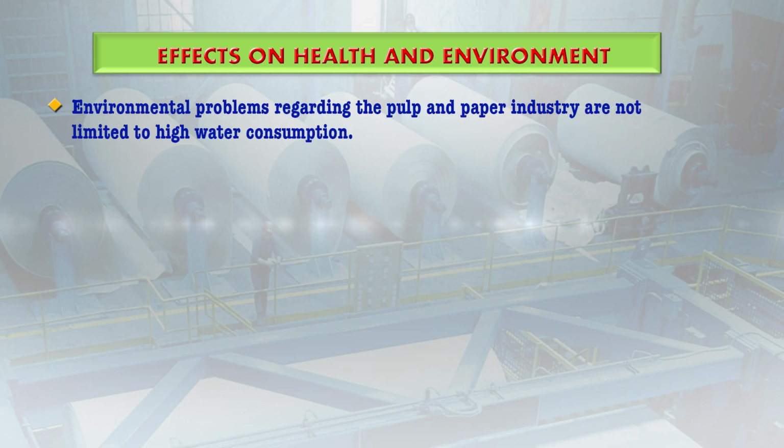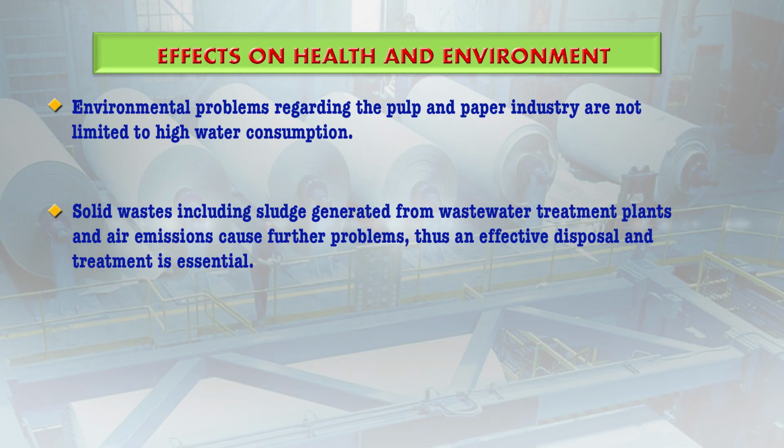Some of the environmental problems regarding the paper and pulp industries are not limited to only the high water consumption. For example, we have the solid waste, which includes the sludge generated from the wastewater treatment plants, and the air emissions can also cause further problems. So therefore, effective disposal and treatment is utmost essential in this industry.